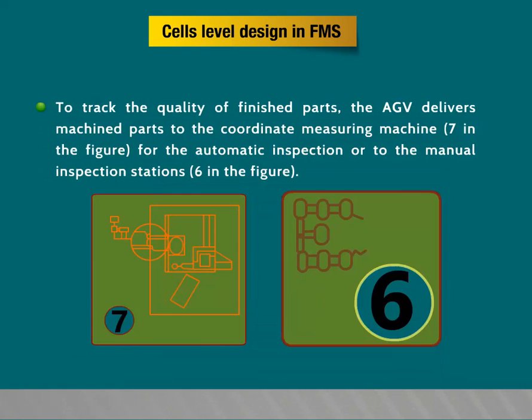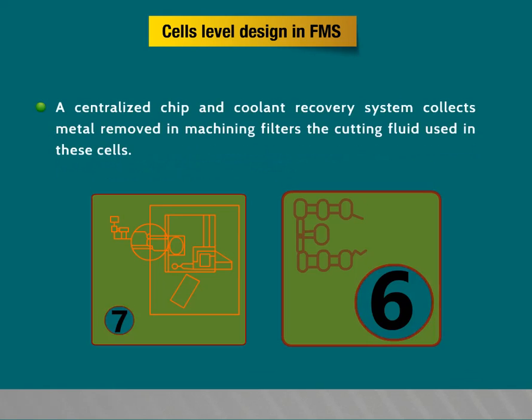To track the quality of finished parts, the AGV delivers machined parts to the coordinate measuring machine, that is 7 in the figure, for the automatic inspection or to the manual inspection stations, that is 6 in the figure. A centralized chip and coolant recovery system collects metal removed in the machining and filters the cutting fluid used in these cells.